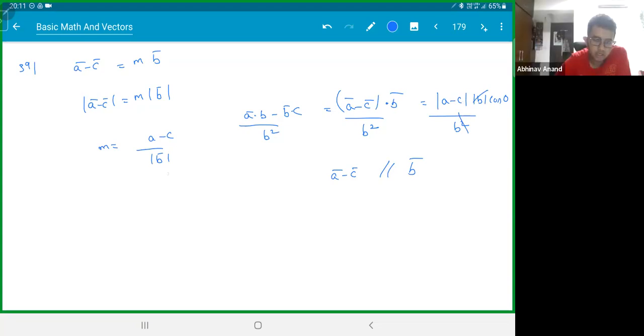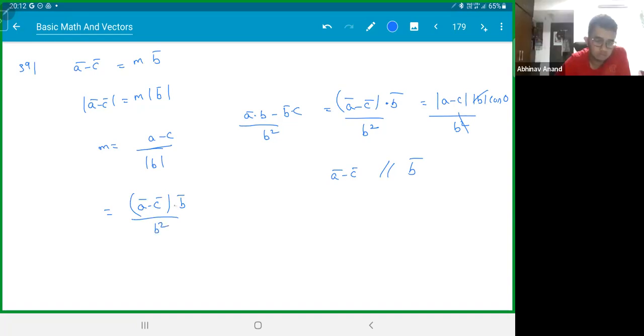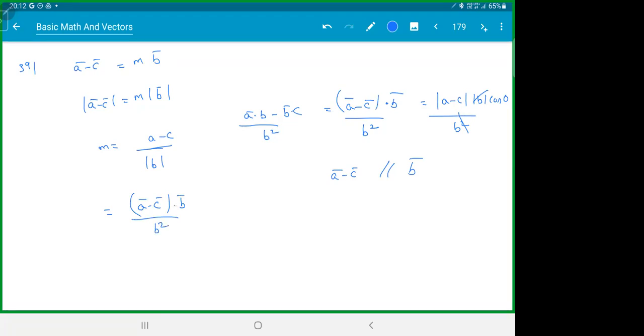So how did you get A dot B minus B dot C upon B square? I'm going from the options. I went through the options actually. What he did was write this as A minus C dot B by B square. He multiplied and divided by B. So we have to go from the options here.